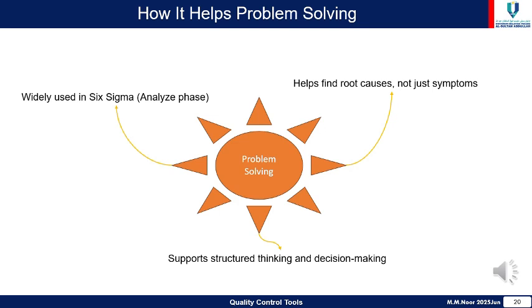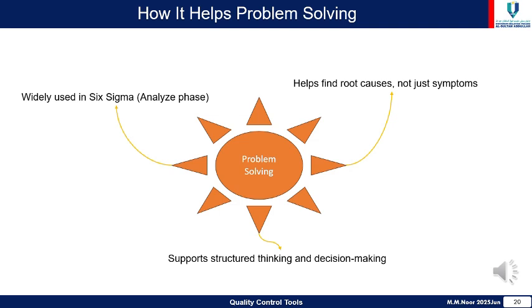So next one is it supports structured thinking and decision making. The diagram organizes causes into categories, making the analysis more systematic and logical. It helps teams avoid random guessing by following a step-by-step breakdown of potential causes. This structure makes it easier to prioritize causes for further investigation or testing.